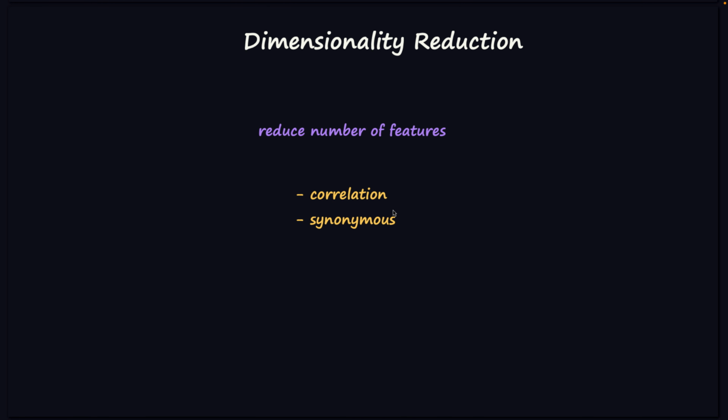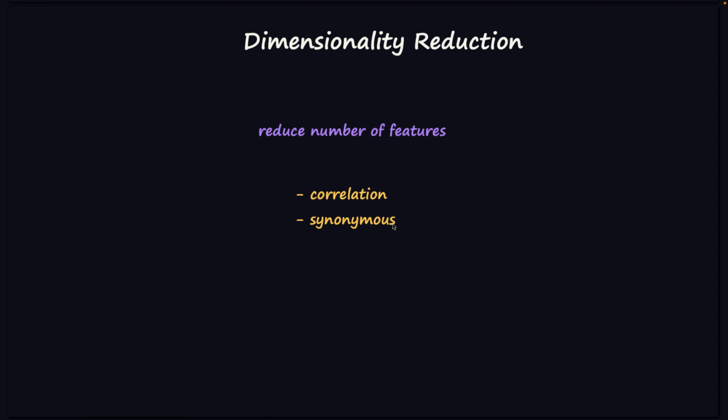The first one is called correlation. Correlation is where we believe multiple features are related to each other somehow. For example, if we have a data set of a person, then there may be correlation between their education level and their income. So in that case, depending on the task at hand, we may be able to remove one of the features. Okay, so that type of feature reduction is called correlation based dimensionality reduction.